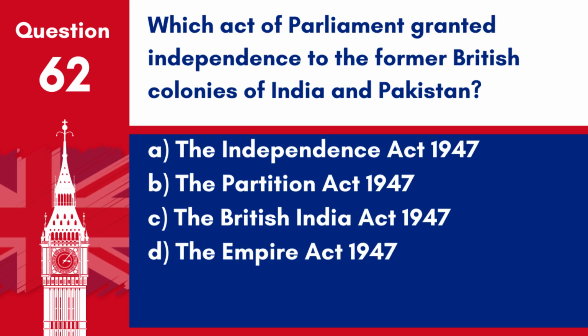Question 62. Which Act of Parliament granted independence to the former British colonies of India and Pakistan? A. The Independence Act 1947. B. The Partition Act 1947. C. The British India Act 1947. D. The Empire Act 1947.